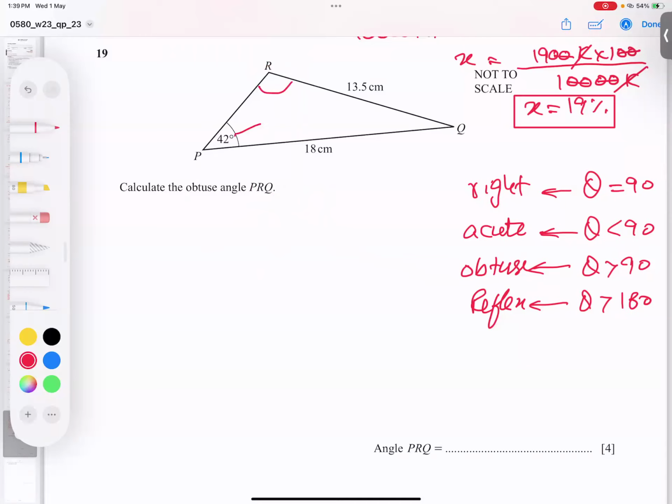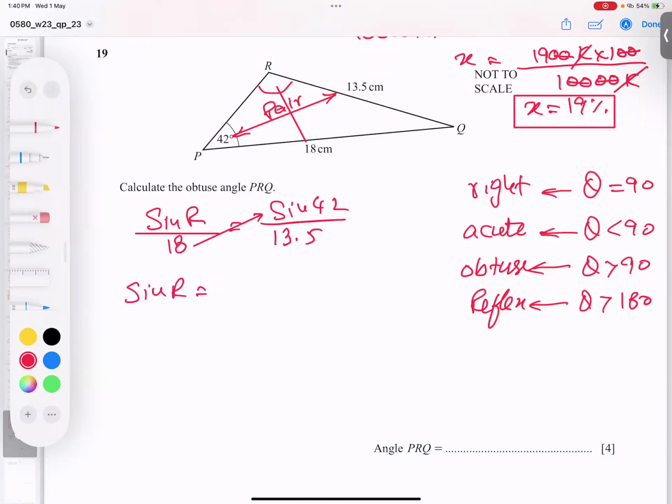So how to find it? Students, I taught you that whenever one pair is given, pair means angle and side. So this is the second, but a pair is not given, 18 is another side. So this is called the sine rule. I'm starting from R: sine R divided by the opposite side, sine 42 divided by 13.5, 18 will go there. Here an important point is going to come. Get ready for the important point, because many students get confused in this concept.